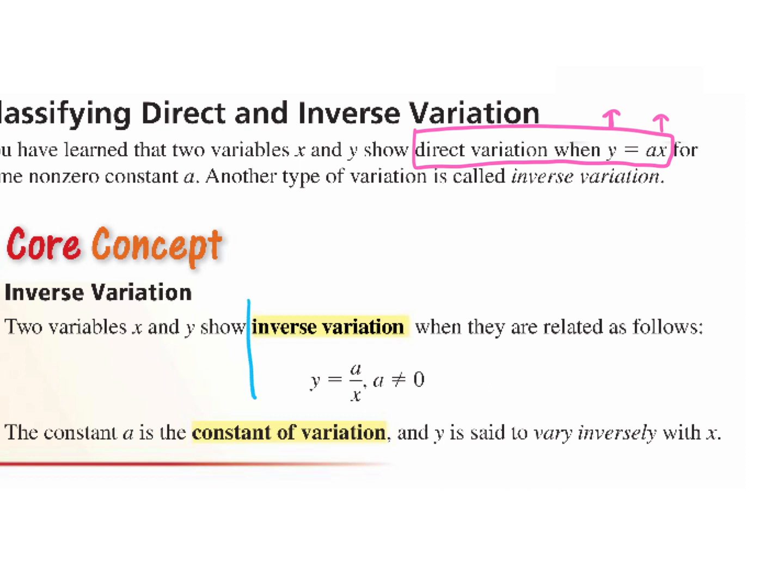Now, inverse variation, we have a different formula. So that's y is equal to a divided by x, where a is just our constant of variation. So we have two different formulas, direct variation and inverse variation. So inverse, if y is increasing, x would be decreasing. Inverse kind of means the opposite, so it's like the opposite things are happening.